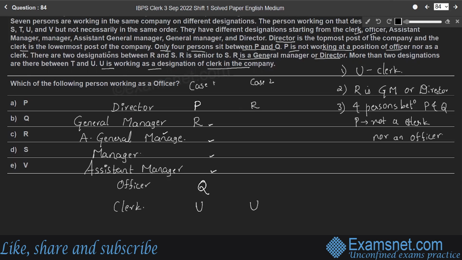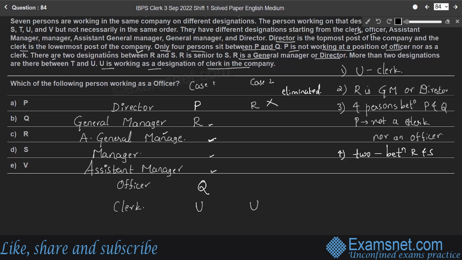Next point. There are 2 designations between R and S. Here R is general manager. R cannot be a director, because P is director. Therefore case 2 cannot be considered, so it is eliminated.